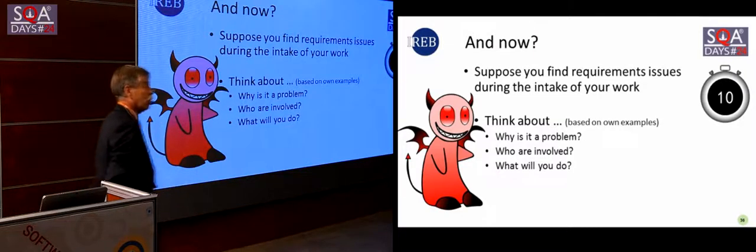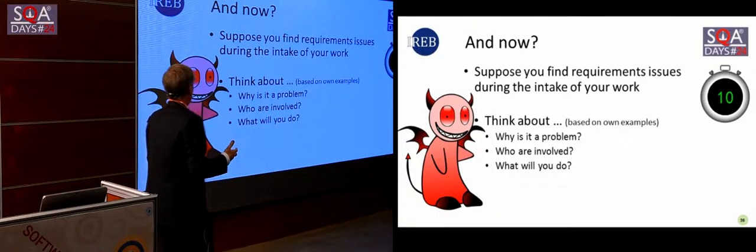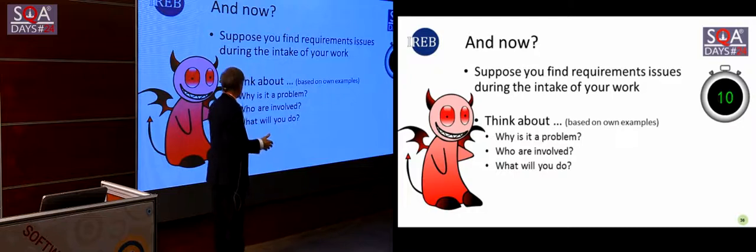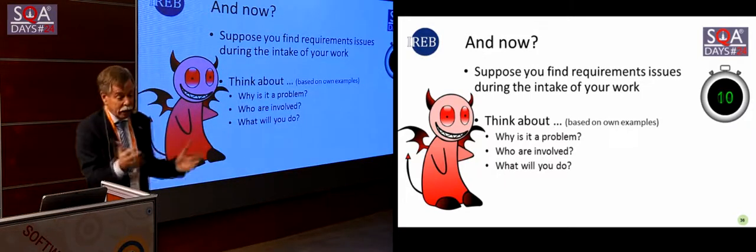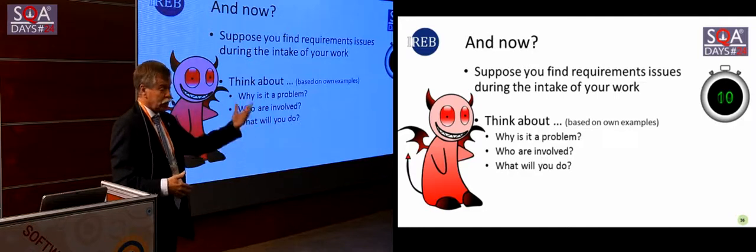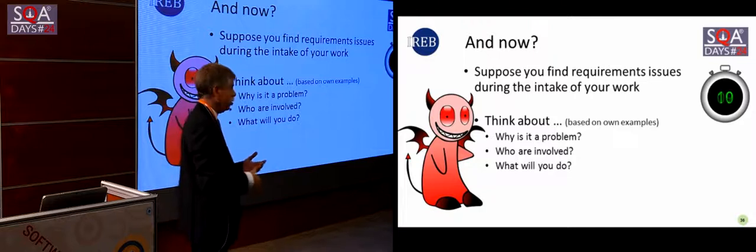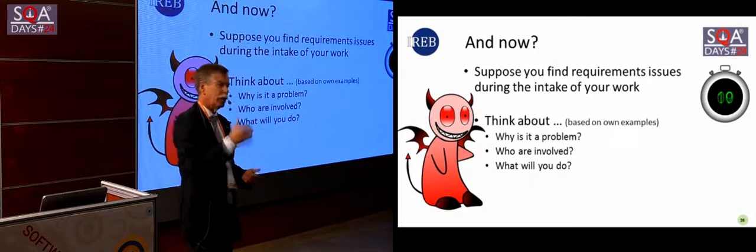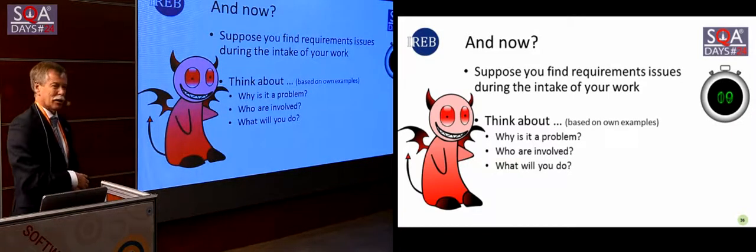What do you do when you find bad requirements? Just discuss with each other. Why is it a problem, and who is involved, and what will you do when you detect it during an intake? You have this functional design or architectural plan or whatever, and you start looking at it and you say, hey, this is strange. What do we do? Just take 9 minutes to discuss this.